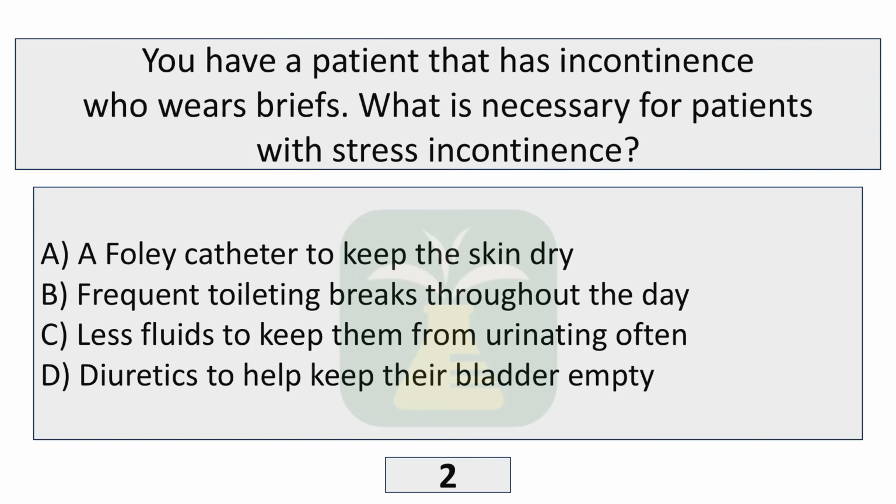You have a patient that has incontinence who wears briefs. What is necessary for patients with stress incontinence? A. A Foley catheter to keep the skin dry. B. Frequent toileting breaks throughout the day. C. Less fluids to keep them from urinating often. D. Diuretics to help keep their bladder empty.